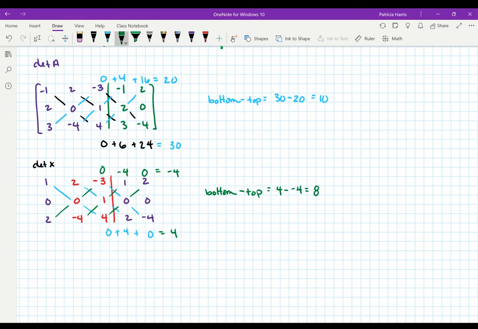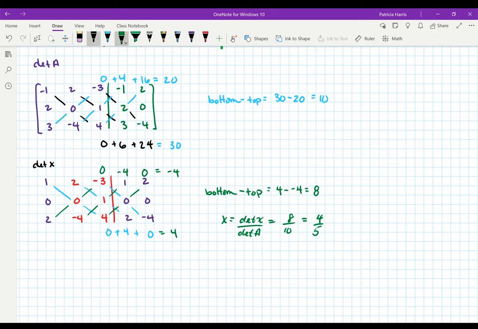Okay, so to solve for x, we're going to take the determinant of our X matrix divided by the determinant of our very first one. So 8 divided by 10, reducing to 4/5. Now, if you look at your answer choices, you'll notice that there was only one with x equal to 4/5. Okay, but just to be on the safe side, we're going to go ahead and do y.